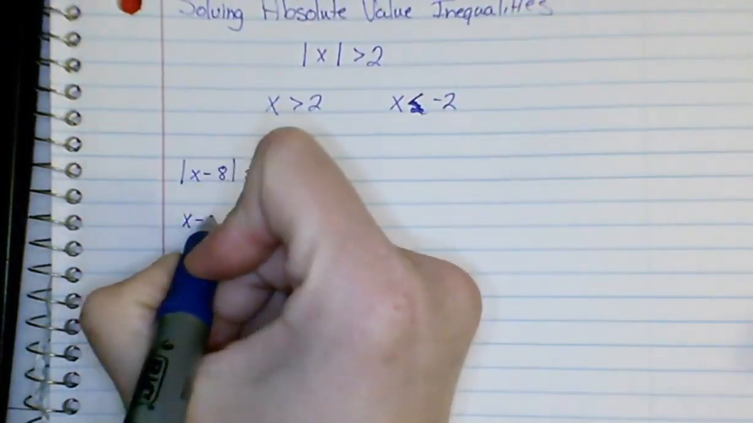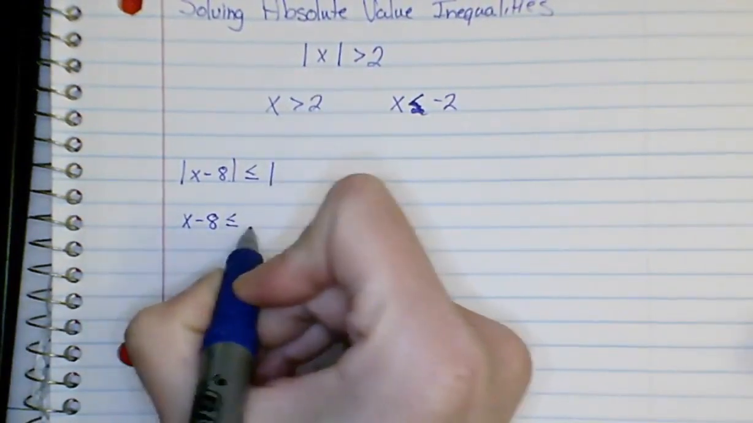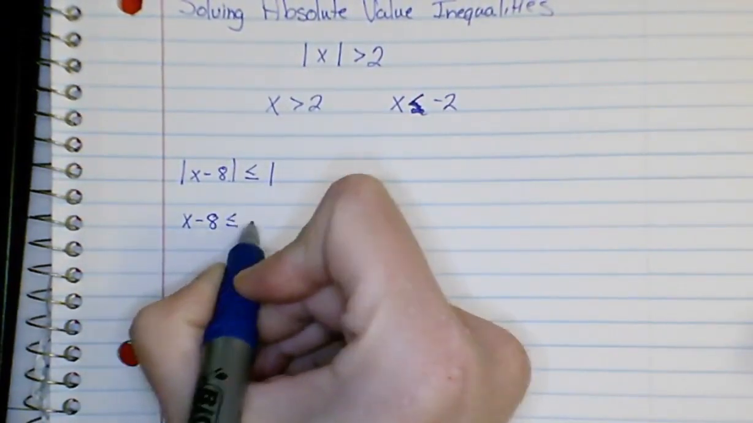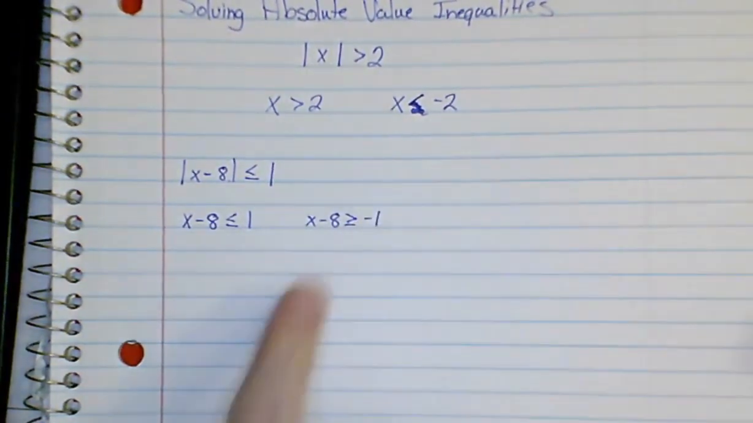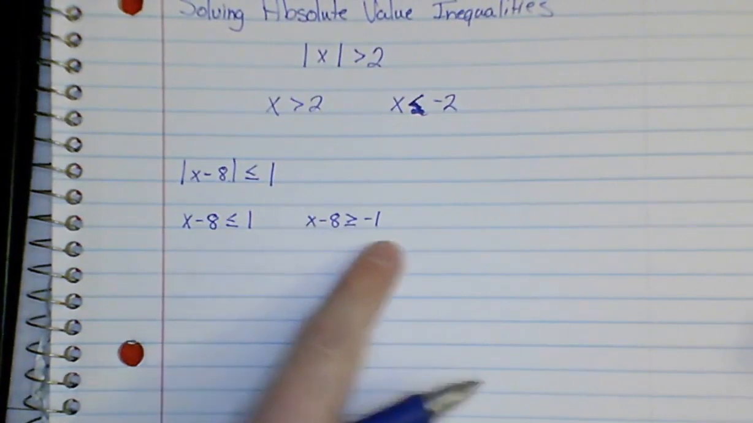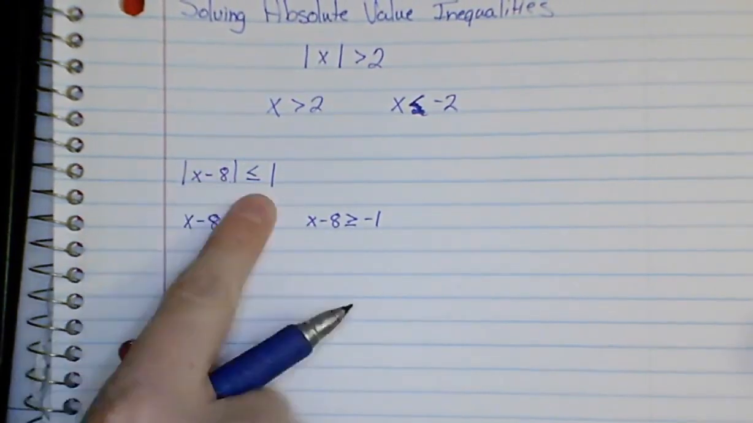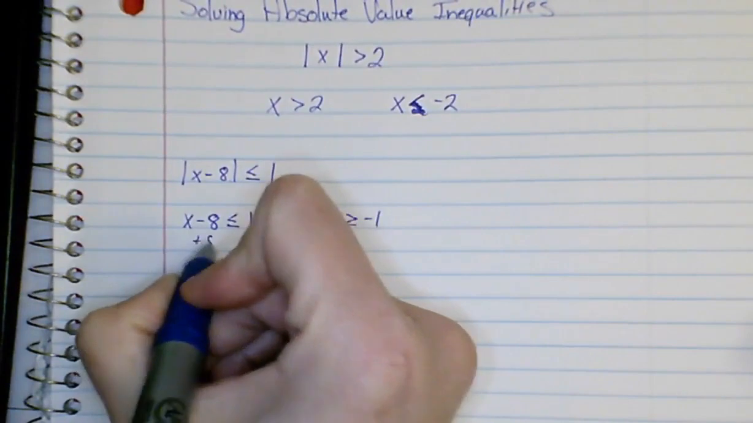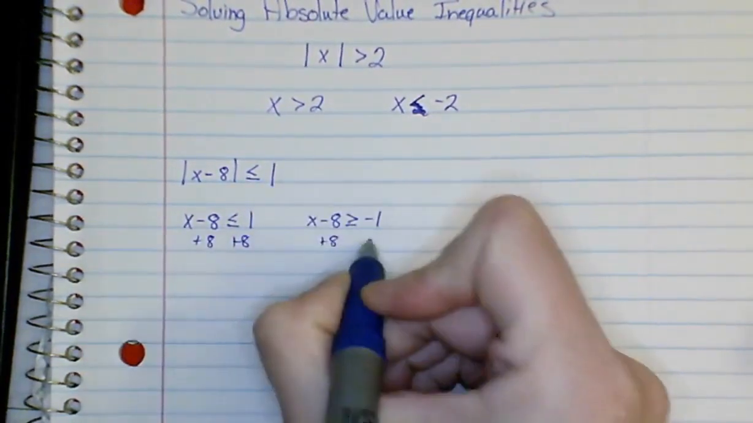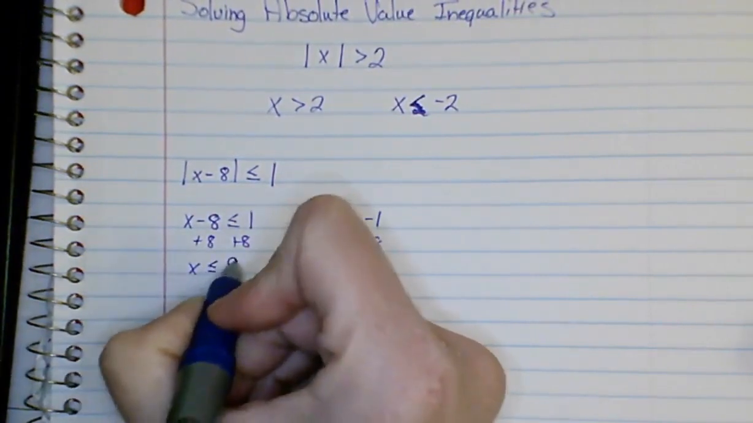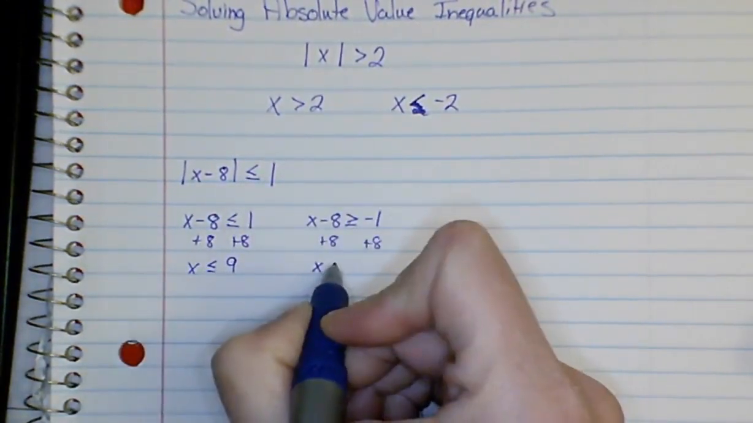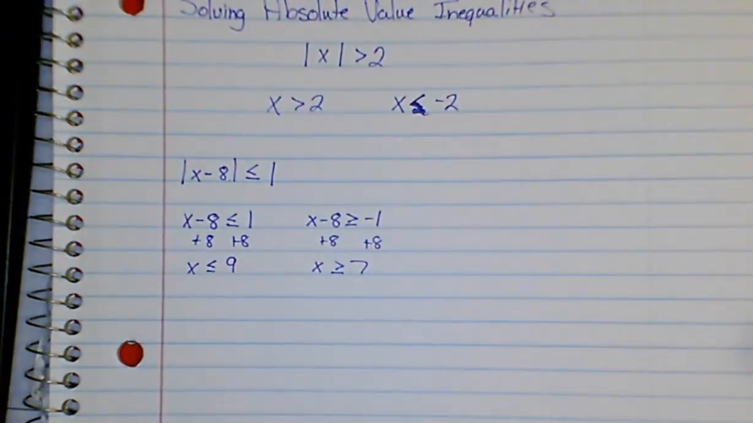So this x minus 8 can be less than or equal to 1, or we can have values that are greater than or equal to -1. So this can be greater than or equal to 1 and it will hold true. So add 8 to both sides, and you can do this one at a time or I've done it at the same time. So x is less than or equal to 9 and x is greater than or equal to 7.